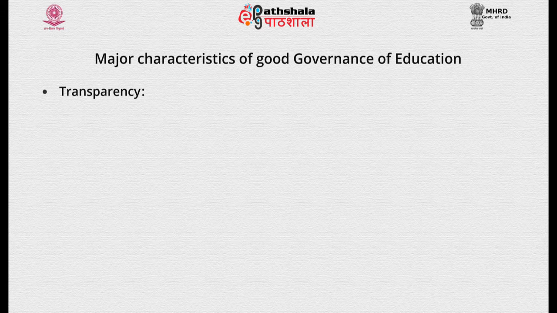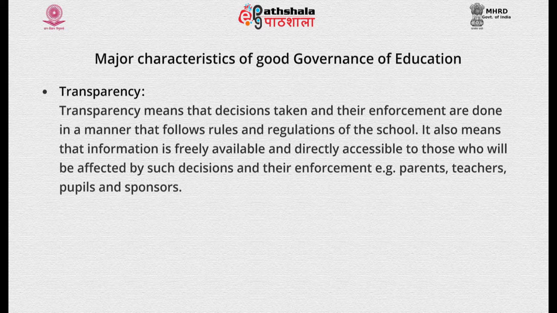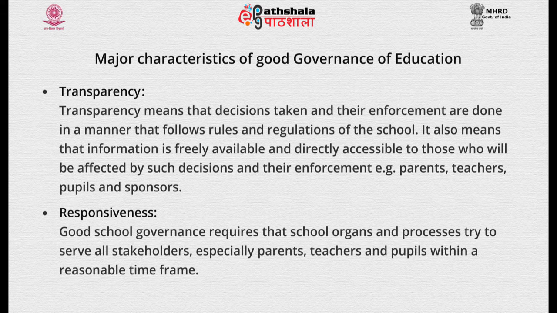Third one is transparency. Transparency means that decisions taken and their enforcement are done in a manner that follows rules and regulations of the school. It also means that information is freely available and directly accessible to those who will be affected by such decisions and their enforcement, for example, parents, teachers, pupils, and sponsors. Fourth one is responsiveness. Good school governance requires that school organs and processes try to serve all stakeholders, especially parents, teachers, and pupils within a reasonable time framework.